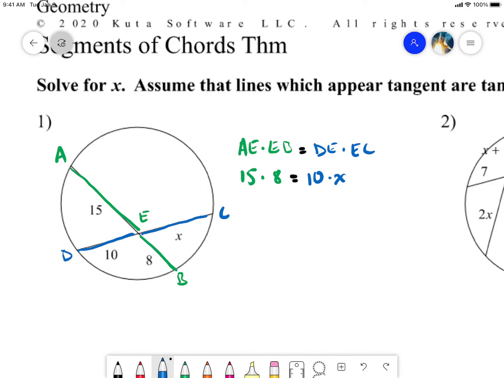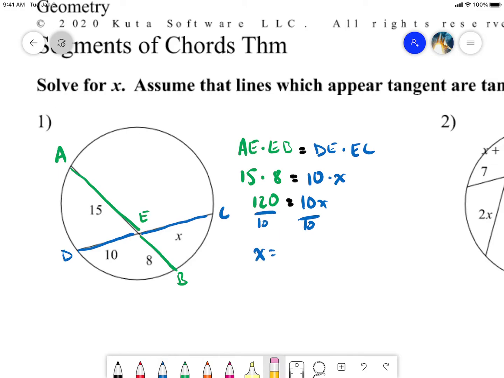Now when I multiply 15 times 8, what's 15 times 8? You guys have a calculator in front. Use it. 120. Okay? So I know that 15 times 8 is equal to 120, and that's supposed to be equal to 10 times x. So now to solve from here, just divide both sides by 10.